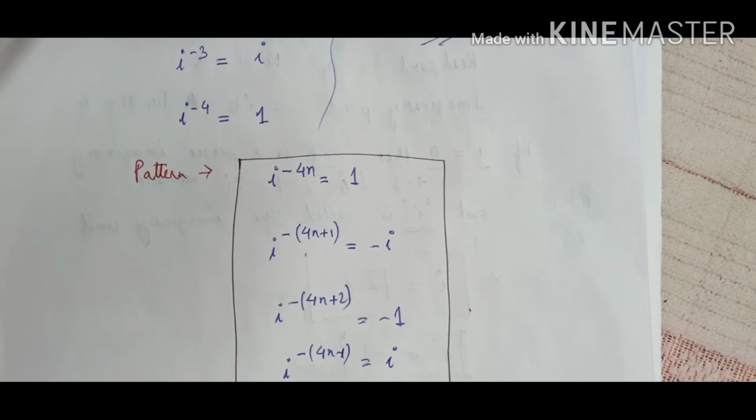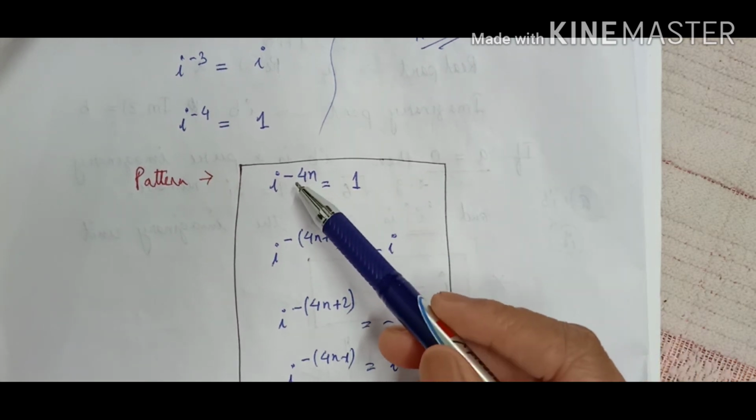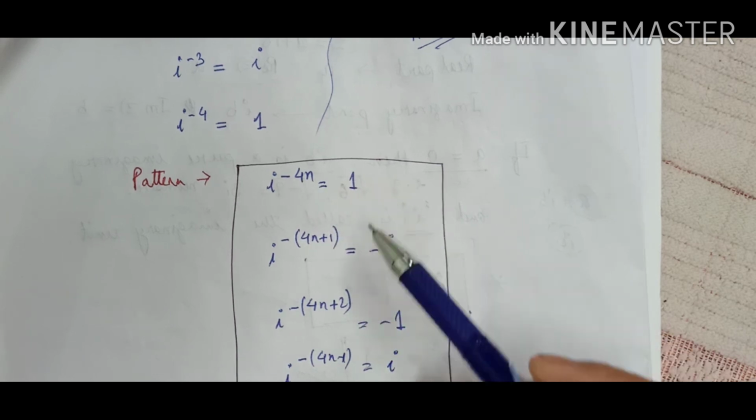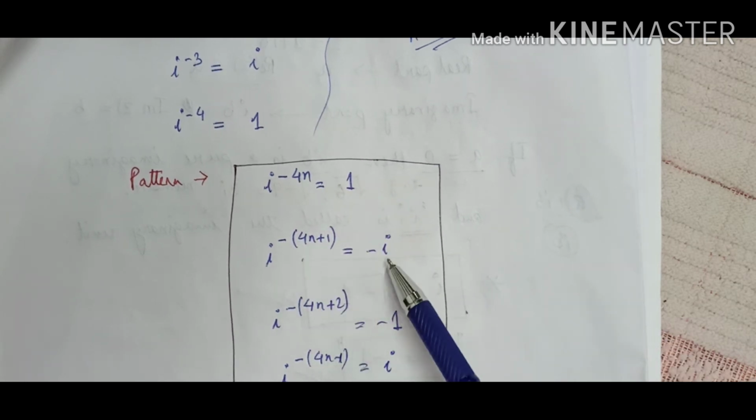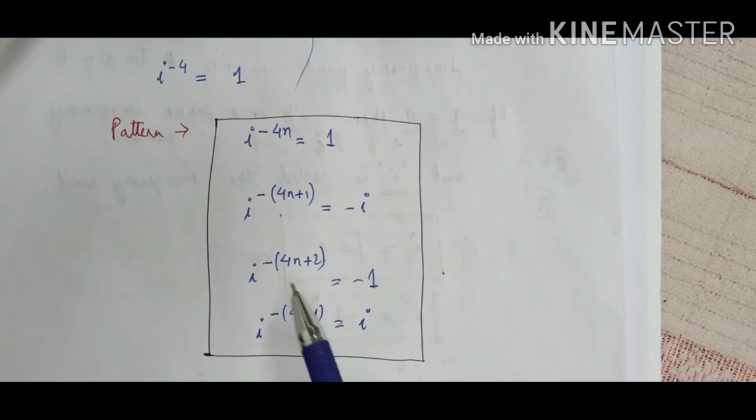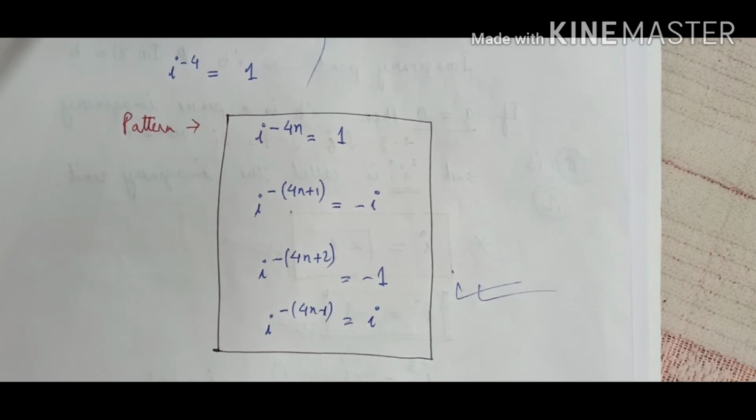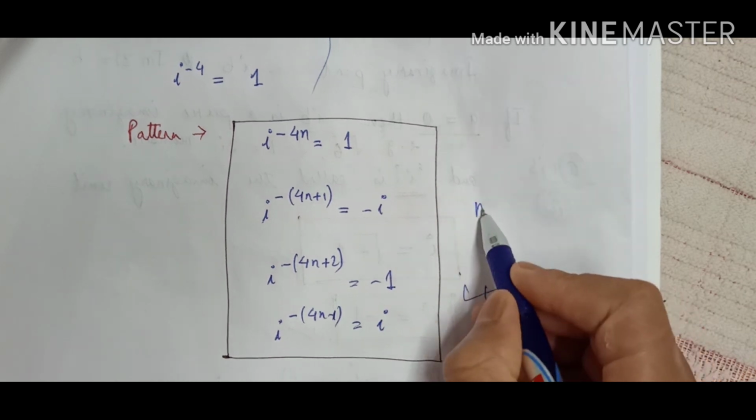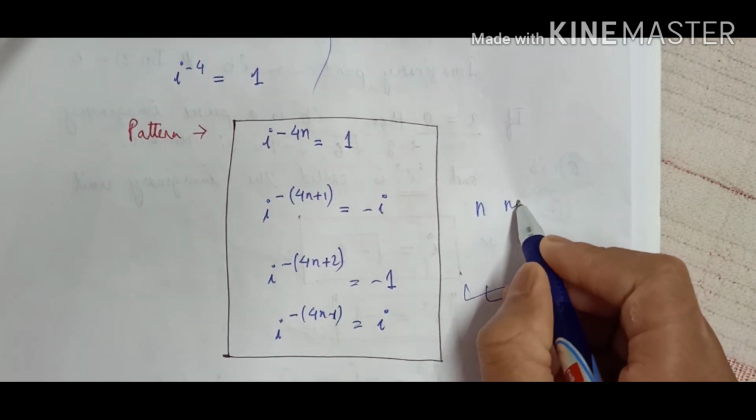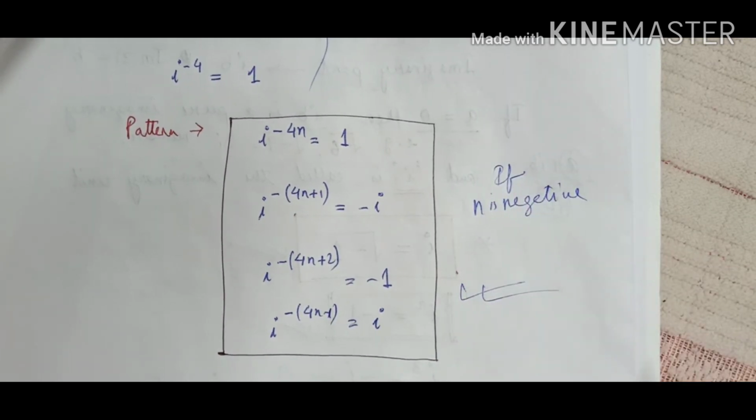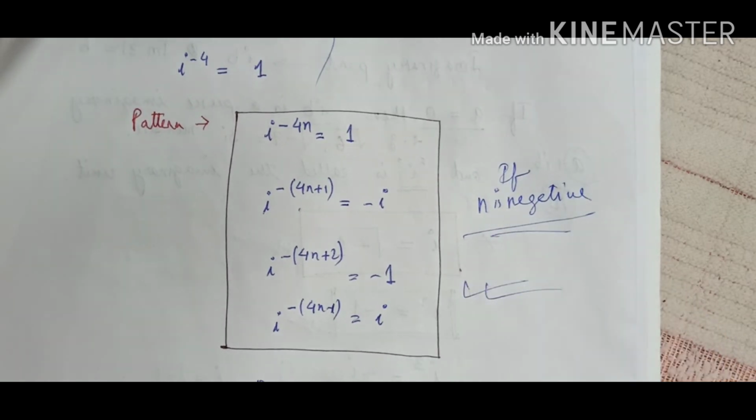So the pattern is, whenever i is to the power of a multiple of 4, negative of course, it is 1. 4n plus 1 with a minus, it is minus i. 4n plus 2 with a minus, so minus 1. And 4n minus 1 is i. This one you have to memorize. If you want to take a screenshot, you can take it. This is for n negative, if n is negative. If n is negative, we will get this one.